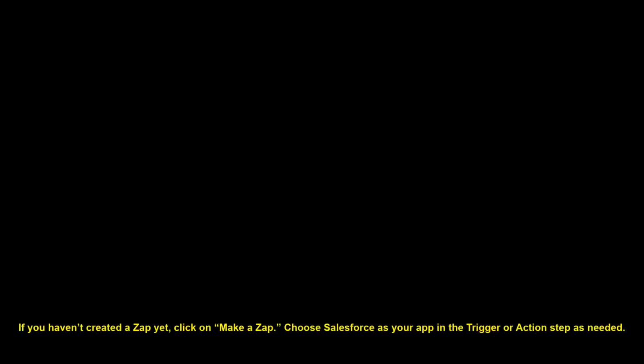Log in to your Zapier account. Navigate to the Zap section in your dashboard. Select the Zap that involves your Salesforce integration. If you haven't created a Zap yet, click on Make a Zap.